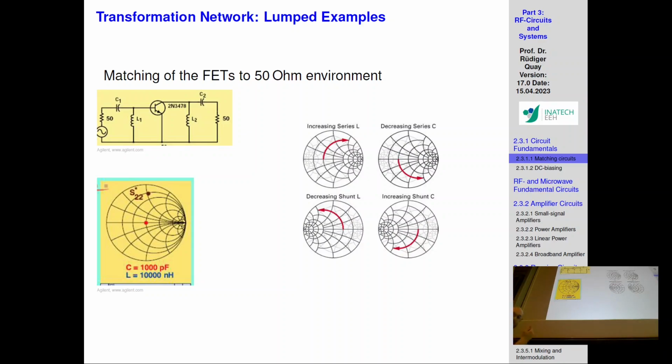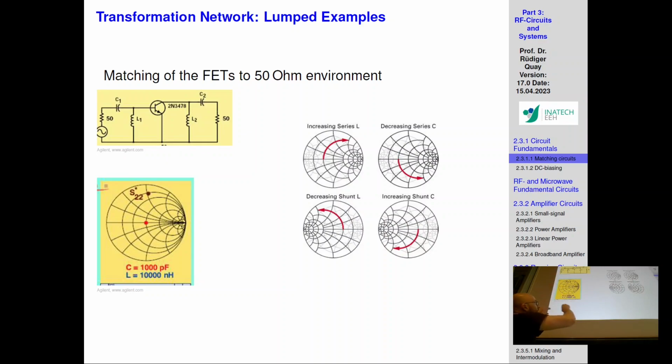That's why I also mentioned in the previous lectures always the capacitive part and inductive part. This is defined as that. Why? Because if you have a series inductor, your movement, your transfer of impedance points is as seen in the upper corner. Increasing the series L, you increase the inductive part, you move to the right. Decreasing a series C, you move like that to the C. Decreasing a shunt L, you move to the left of the Smith chart.